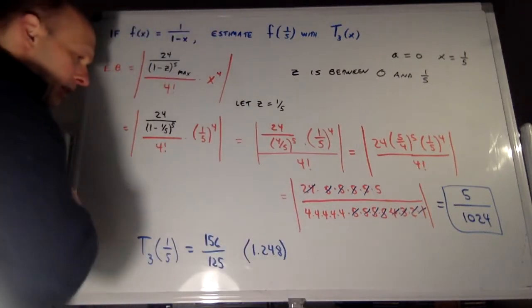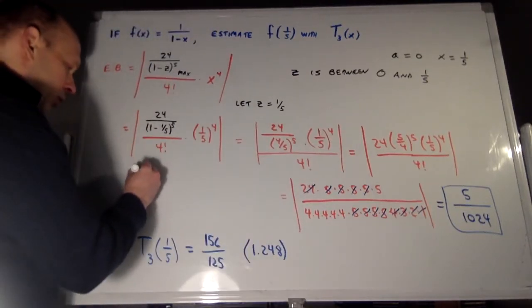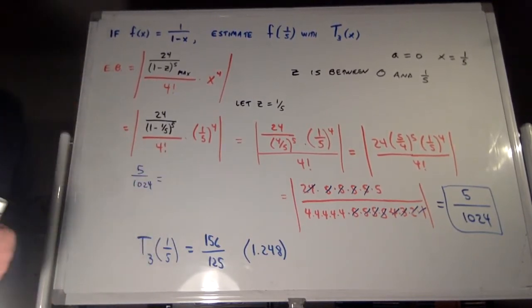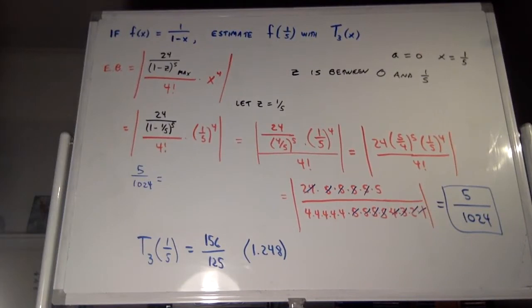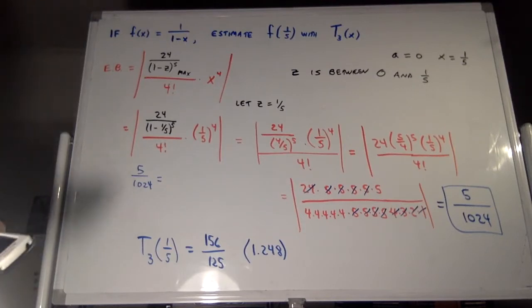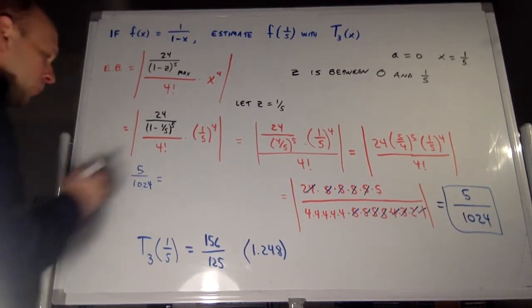And if you actually take a look, 5 over 1024, that's equivalent to, let's see, get the handy calculator out here. We do 5 divided by 1024, it's like 0.00488, something like that.